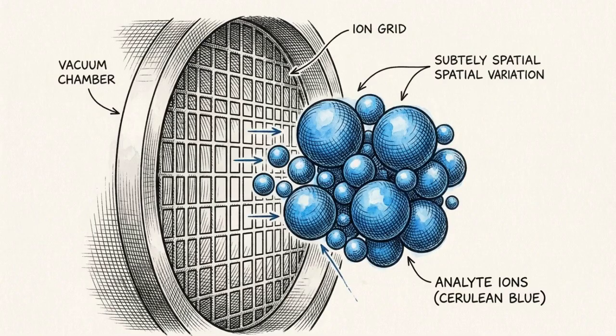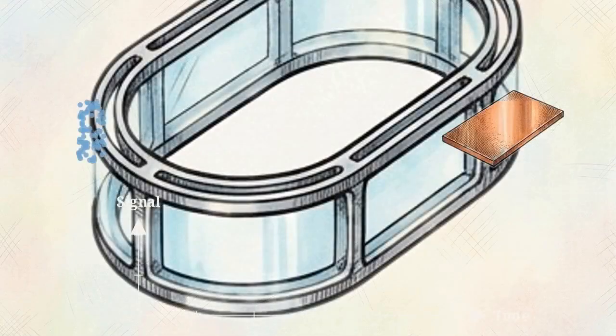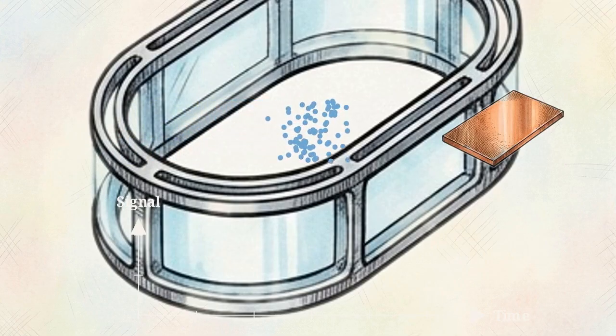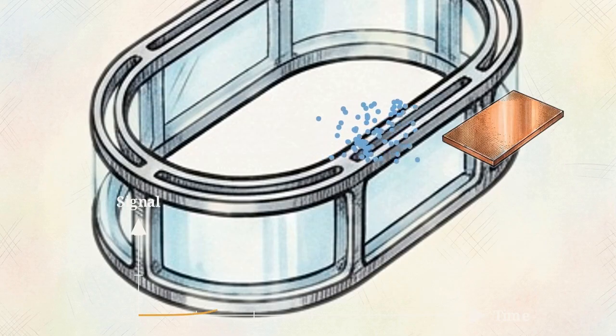The physical reality of the instrument introduces an engineering flaw. Because the starting packet has physical width, ions of the exact same mass-to-charge ratio enter the tube with slightly different initial kinetic energies. Over the length of the flight, they spread out, blurring the arrival times and causing peak broadening.